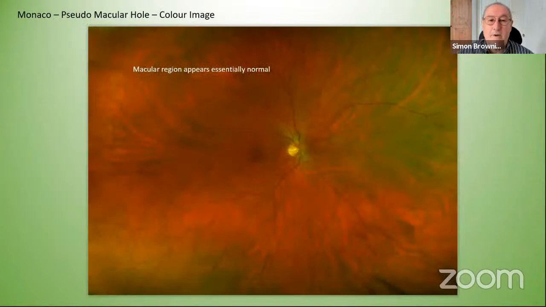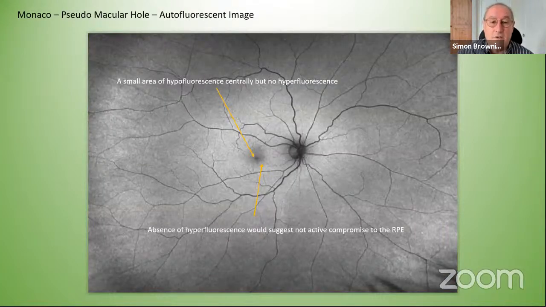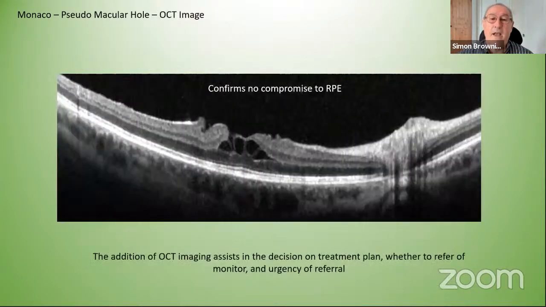We have another one here where the macular region appears essentially normal. And again, if we look at the autofluorescent image, looking at the functionality once again, there's a small area of hypofluorescence, but no hyperfluorescence. So the absence of hyperfluorescence would suggest that there's no active compromise to the retinal pigment epithelium. So that's good. That's a good sign.